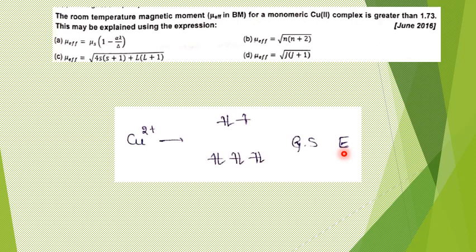Here we can assume that copper has formed an octahedral complex, and even if copper forms a tetrahedral complex, the number of unpaired electrons will be 1 itself, right? Now what they say is that this value is slightly greater than 1.73. For one unpaired electron, the spin only value is 1.73, square root of n into n plus 2. If you apply that formula, the spin only value you get is 1.73, but what they say is that the exact value, mu effective, is slightly greater than this.